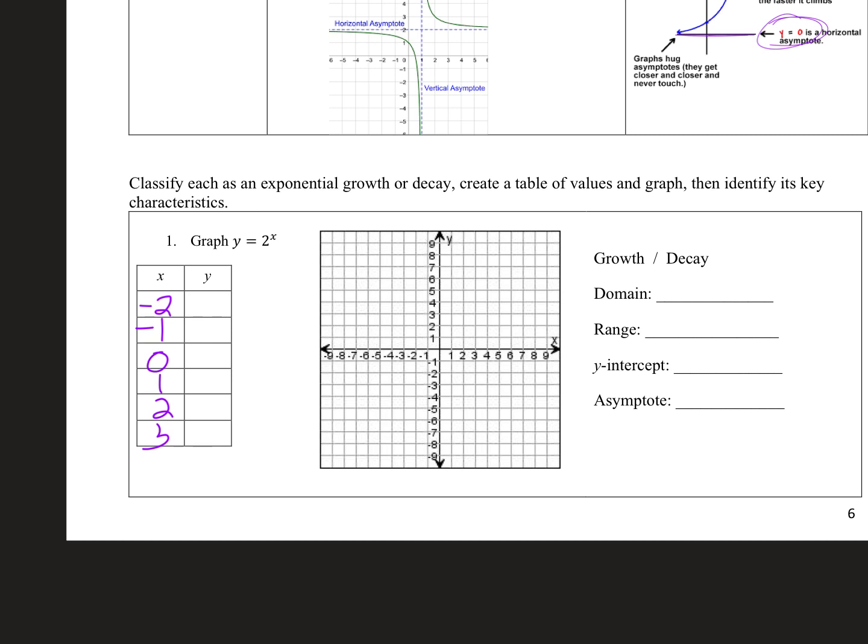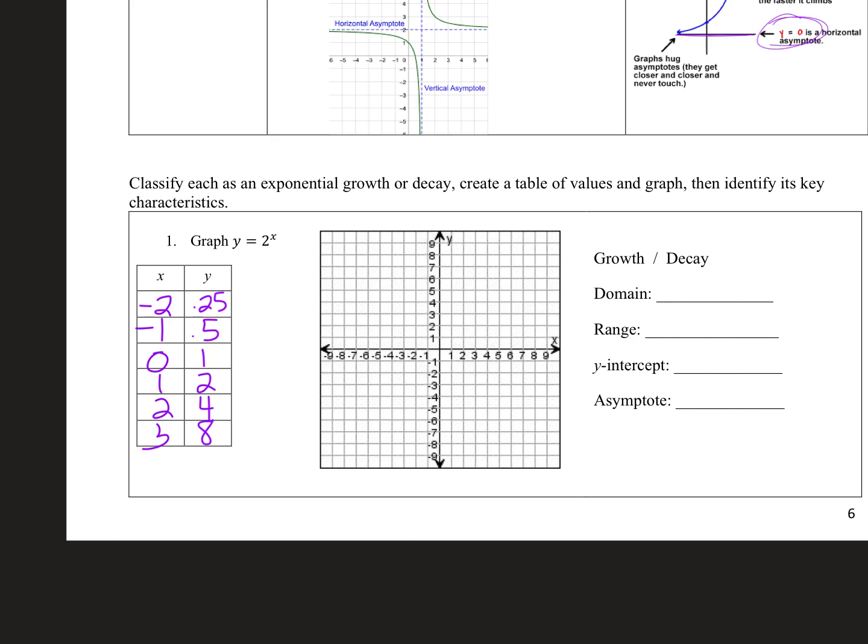So 2 to the -2 is going to give us 0.25. Decimals are totally fine on this type of graph. 2 to the -1 is going to be 0.5. 2 to the 0 is going to be 1. 2 to the 1 is 2. 2 squared is 4. 2 to the third is 8. So now I'm going to graph those.